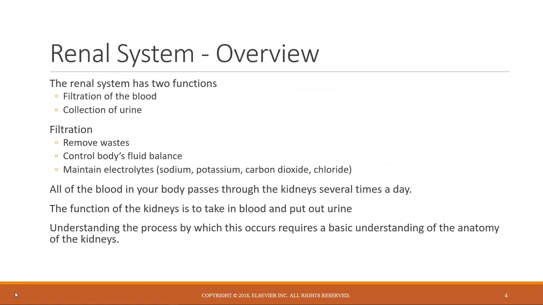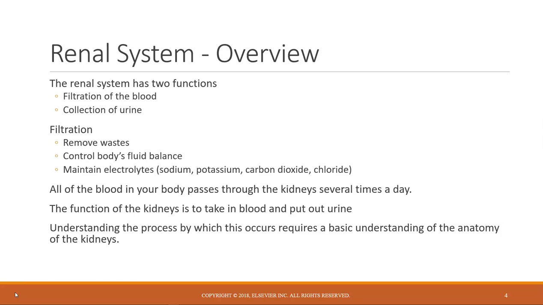The renal system has 2 functions: filtration of the blood and collection of urine. Filtration removes waste products from the blood, which, if they get to high levels, can be toxic to your body. It controls the body's fluid balance. We don't want to lose too much water. That will lead to dehydration, but we don't want to retain too much water because that leads to swelling.